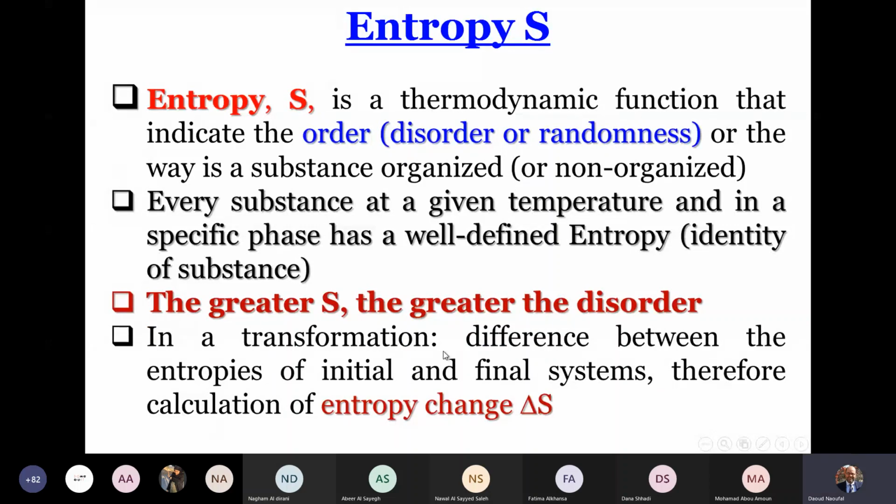In a transformation, we have a difference between the entropy of the initial state and the final state. Therefore, for the transformation, we calculate the entropy change delta S. S is for substance, delta S is for transformation. In the first law, delta H formation is for substance, and delta H of the reaction is for the reaction or for the transformation.